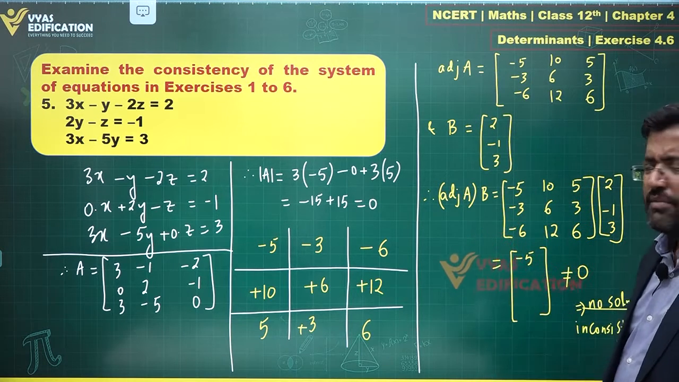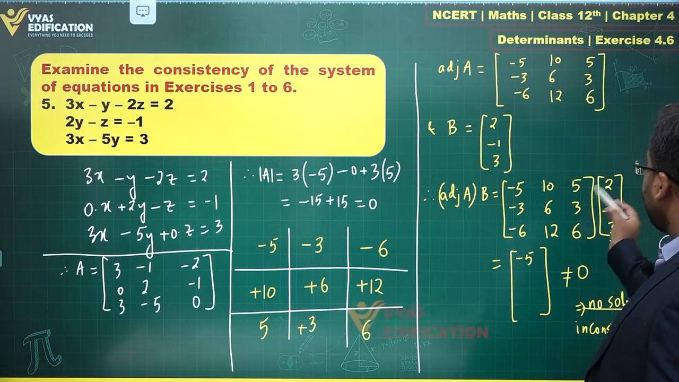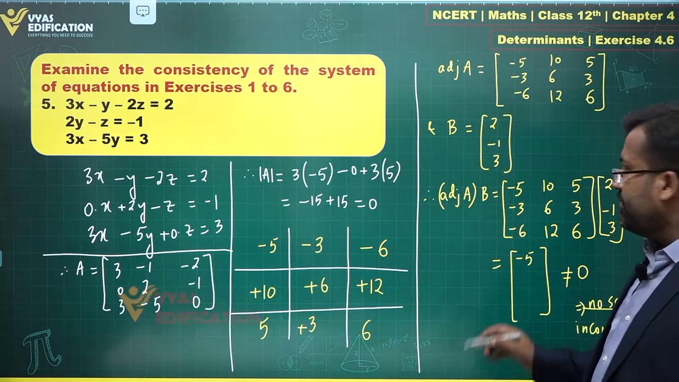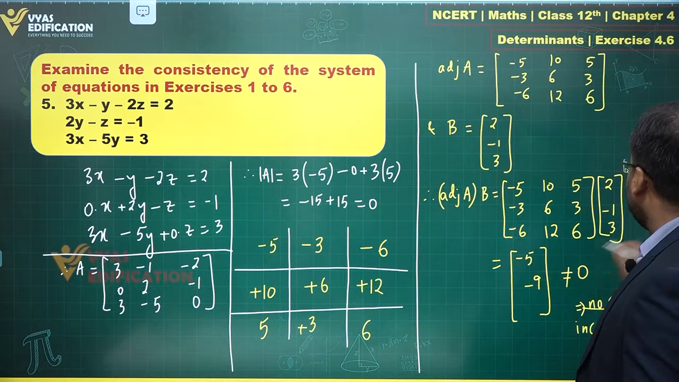Just for completion purposes, we can also find these values. This is minus 6 again, which is minus 12 plus 9. Minus 12 plus 9 is minus 3 actually.